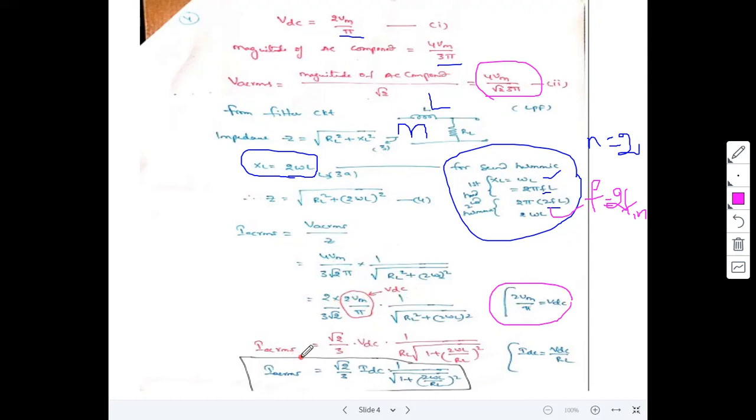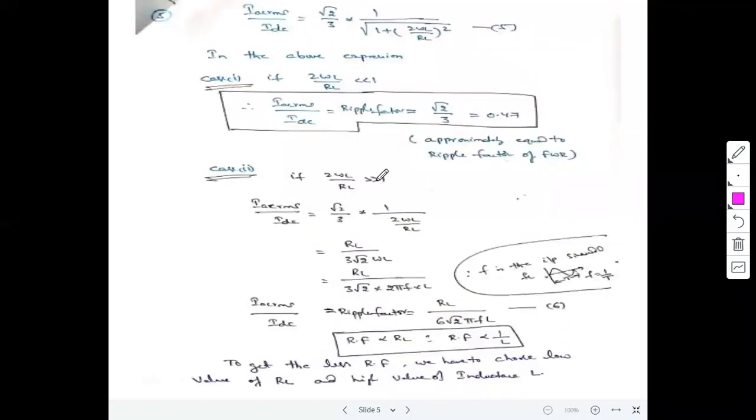Now from that, IAC RMS is equal to root 2 by 3 into VDC, and taking RL common, 1 by RL under root 1 plus (2 omega L by RL) whole square. Now VDC by RL is equal to IDC. So IAC RMS is equal to root 2 by 3 into IDC by root of 1 plus (2 omega L by RL) whole square. Now IAC RMS by IDC is equal to this.